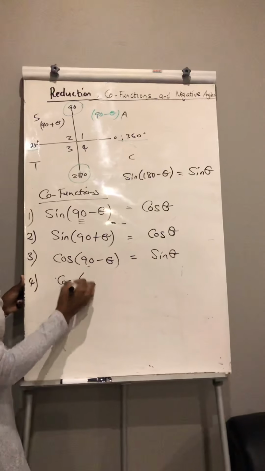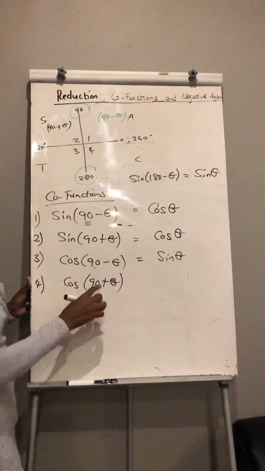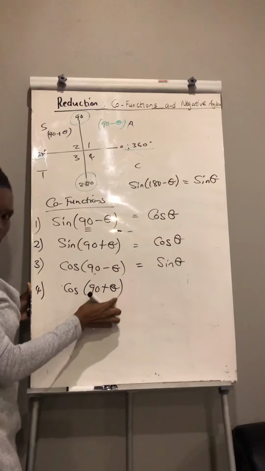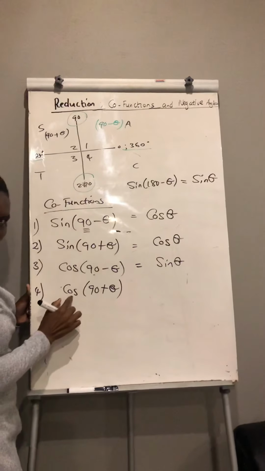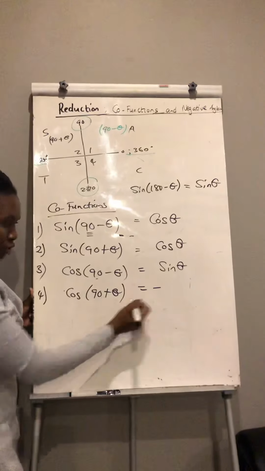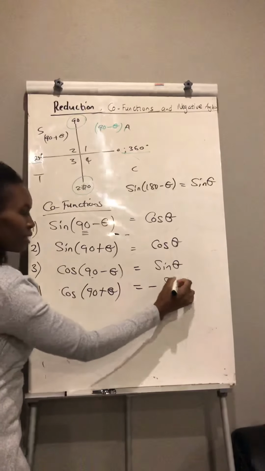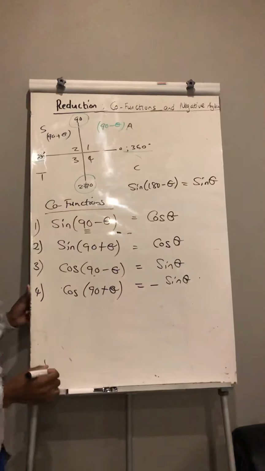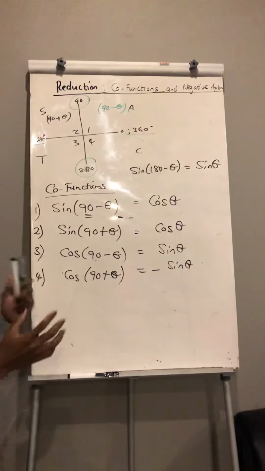What if it was cos of 90 plus theta? Now you're noticing it's the second quadrant, and in the second quadrant, cosine is negative. So you know it's negative, but you're not going to write negative cos theta because of the 90. You write negative sine theta. So this is what you do. So these are cofunctions. This is how they work.